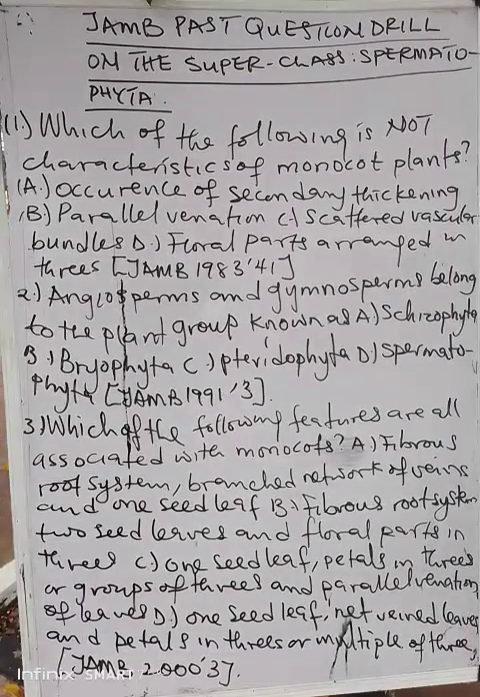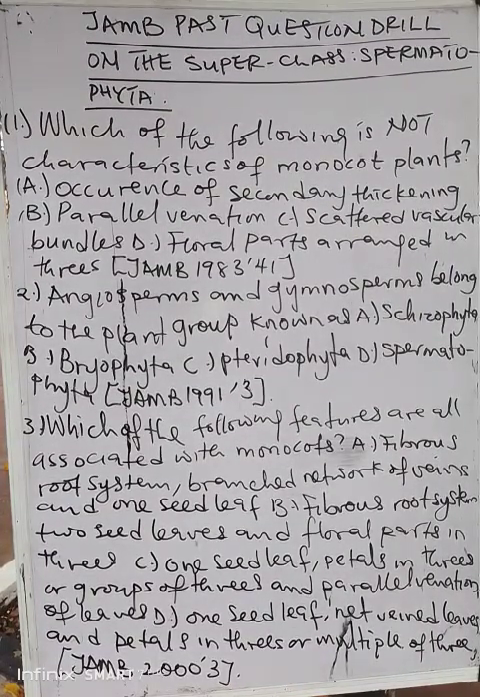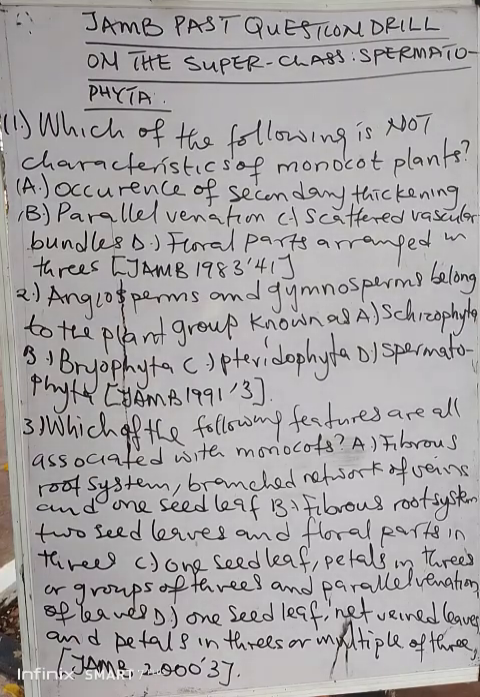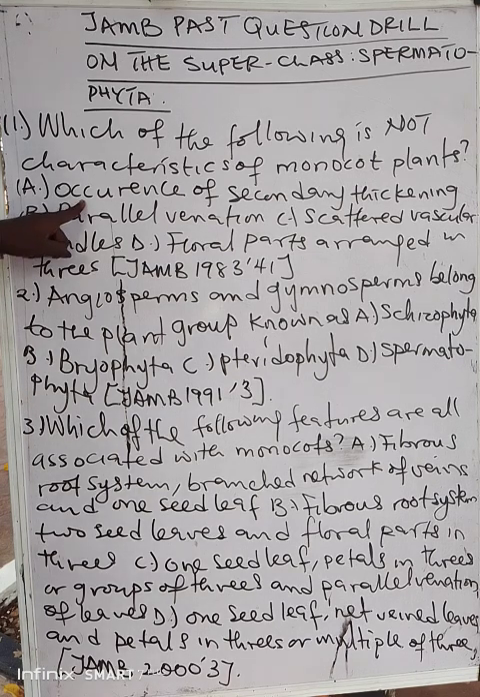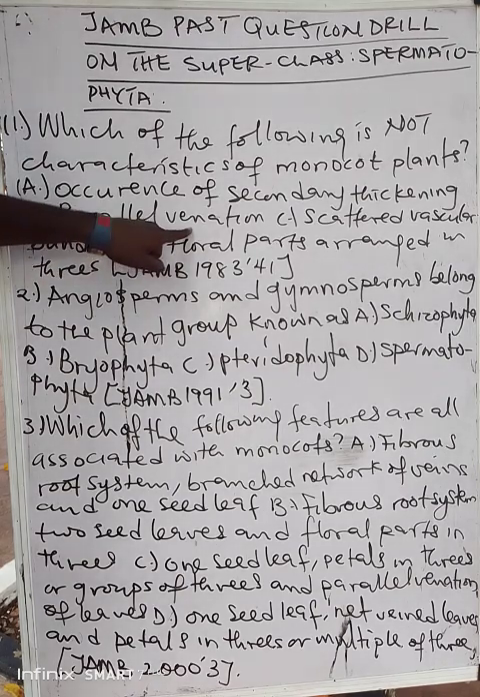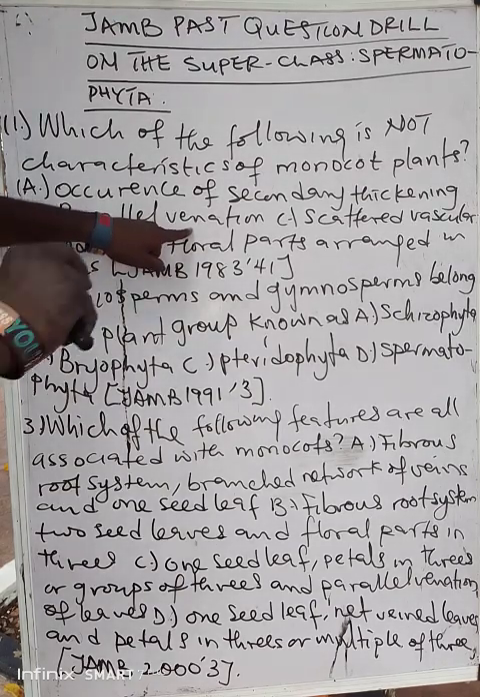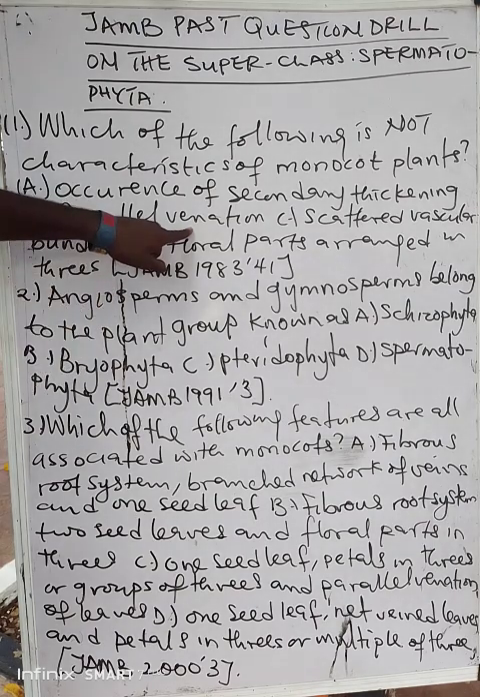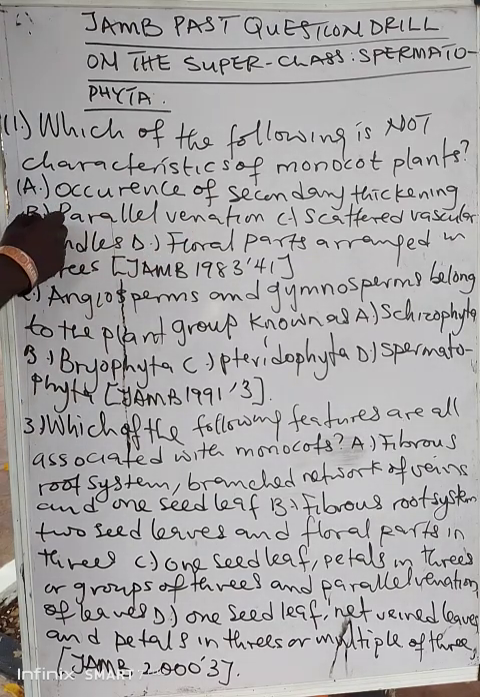So let's test ourselves based on JAMB past questions. Which of the following is not a characteristic of monocotyledonous plants? A. Occurrence of secondary thickening. Do they undergo secondary thickening? That is growth in diameter. Have you seen a maize becoming fat? No. Parallel venation. Yes, their leaves have parallel veins. They have narrow leaves with parallel veins. We are looking at monocot. They have parallel venation.